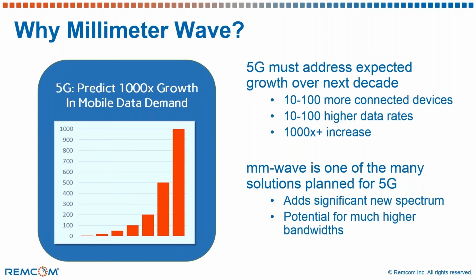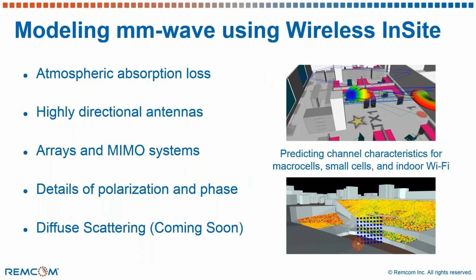So to start with, why millimeter wave and why the interest in addressing millimeter wave in our Wireless InSite product? As many of you probably know, 5G is going to be addressing some expected growth over the next decade with perhaps 10 to 100 times more connected devices, 10 to 100 times higher data rates for each of these devices. We may see perhaps an overall increase of 1,000 times of the required data demand. Millimeter wave is one of the many solutions that are being planned, among many other things. And one of the reasons is that it adds significant new spectrum and the potential for higher bandwidths.